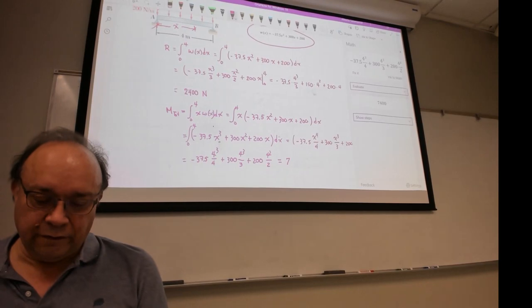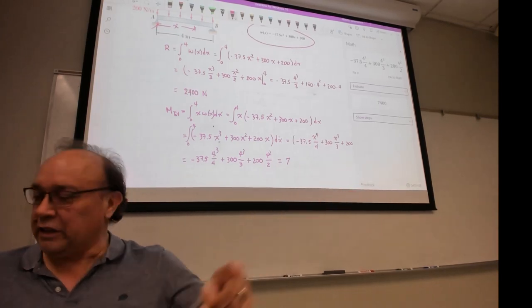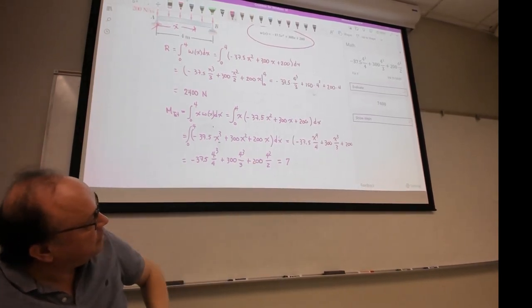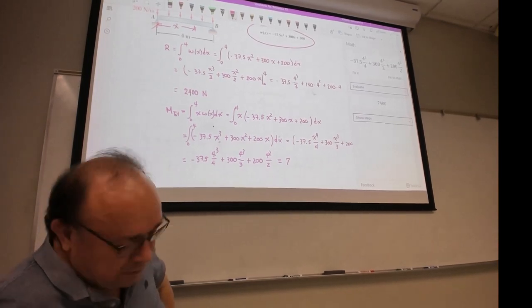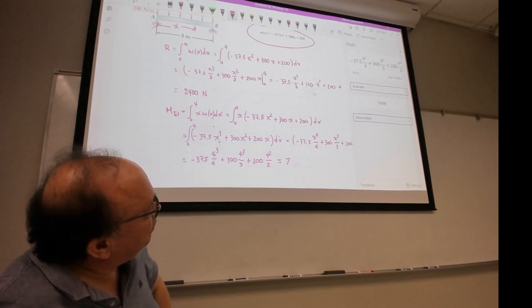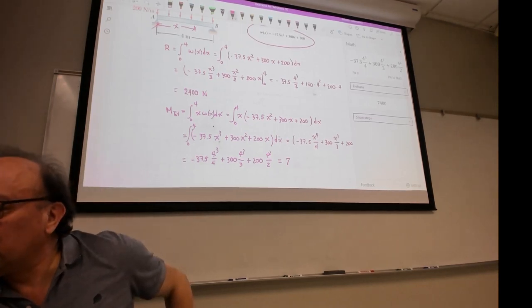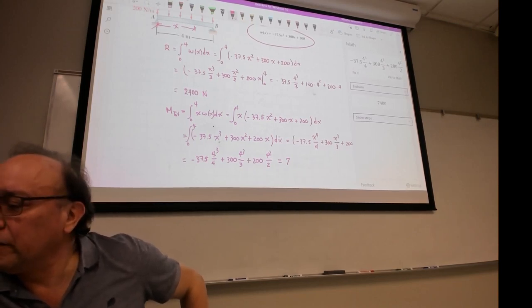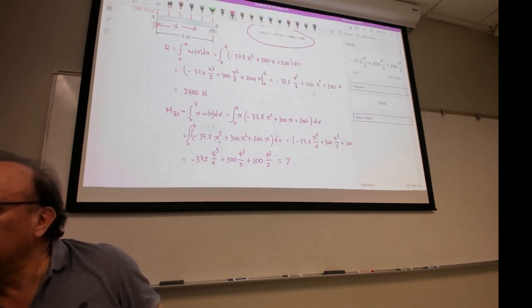37.5 times 4 cubed over 4 plus 300 times 4 cubed over 3 plus 200. I believe more the number that I got before, 5,600. I don't believe that number very well. I don't know where the error is that the computer made there.